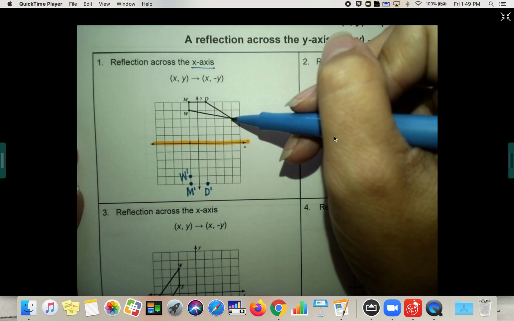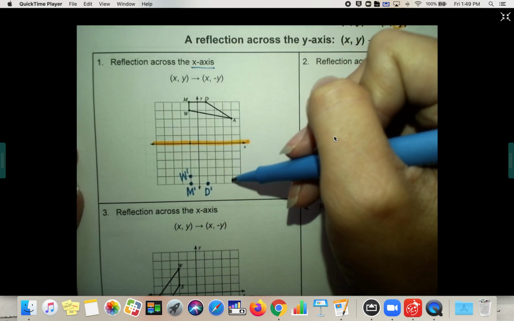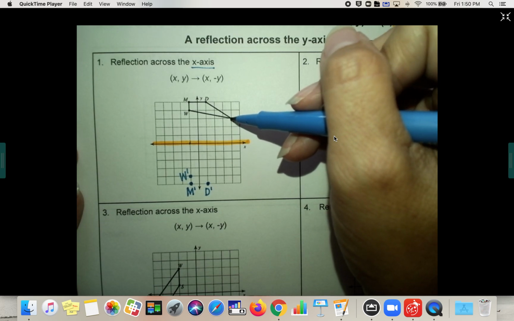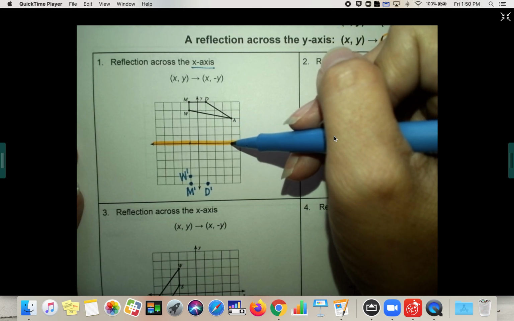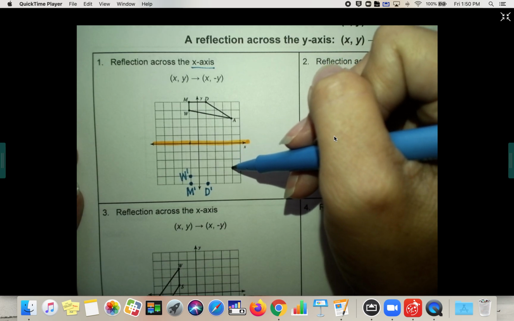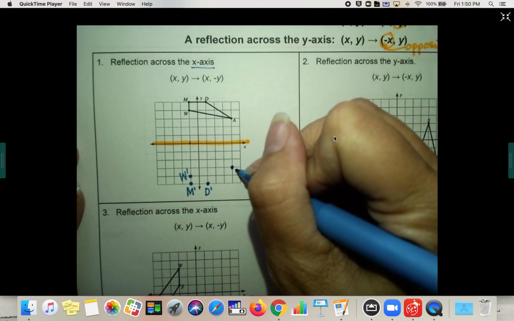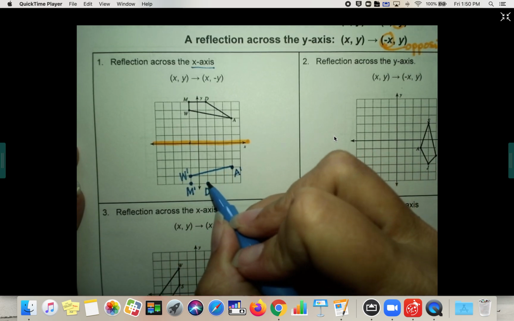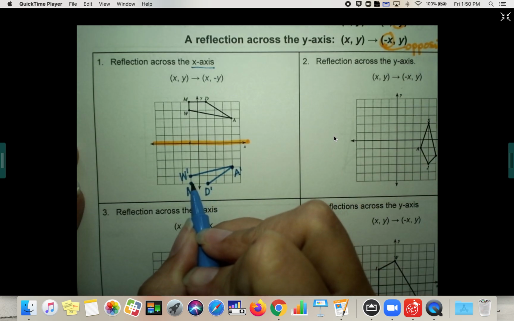We're almost done. The last one is way over here, A. It's on this line. So it is 1, 2, 3 above the x-axis. So you're going to move it 1, 2, 3 below the x-axis. And we're going to call it A prime. Now when I connect these, again, just do the best you can.